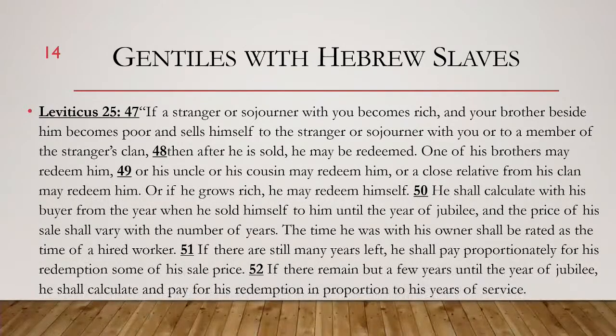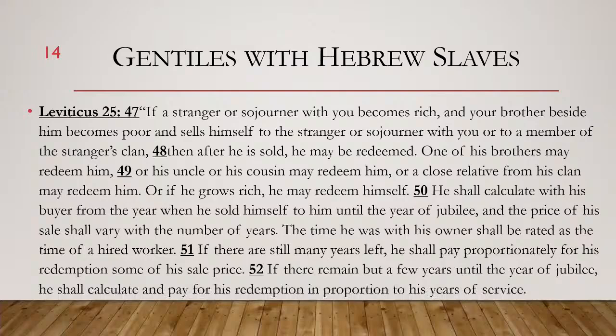This is a different instance here. This is where a Gentile might own a Hebrew slave. And this would be if a stranger or sojourner with you becomes rich, and your brother beside him becomes poor and sells himself to the stranger or sojourner with you, or to a member of the stranger's clan, then after he is sold, he may be redeemed, or his brothers may redeem him, or if he grows rich, he may redeem himself. He shall calculate with his buyer from the year when he sold himself to him until the year of Jubilee, and the price of the sale shall vary with the number of years. The time he was with his owner shall be rated as time of a hired worker, and if there are still many years left.